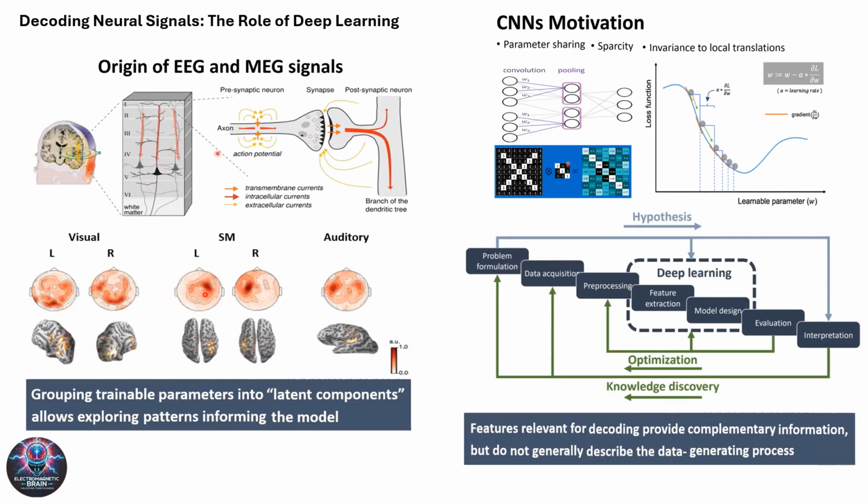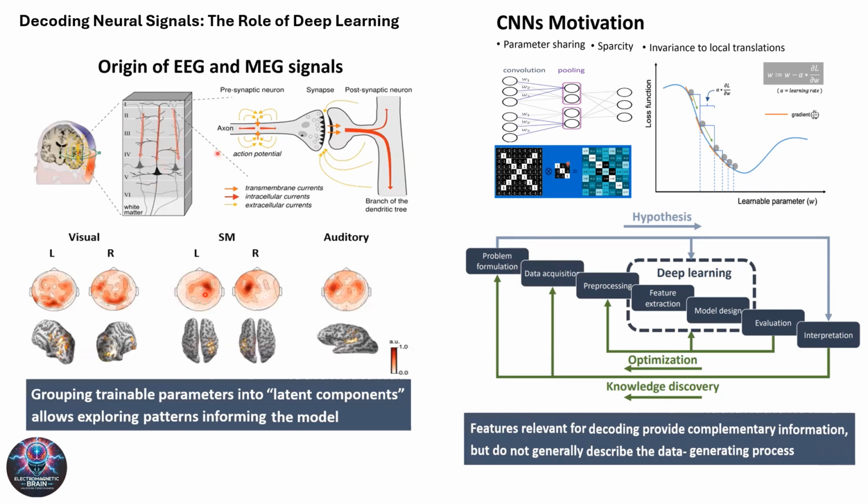The origins of EEG and MEG signals lie in the synchronous activity of large populations of neurons, particularly pyramidal cells in the cerebral cortex. These neurons generate transmembrane currents during synaptic transmission, producing electric potentials and magnetic fields that propagate through the brain to the scalp. To collect signals effectively, the framework employs convolutional neural networks, CNNs, which excel at extracting spatiotemporal patterns from high-dimensional data.